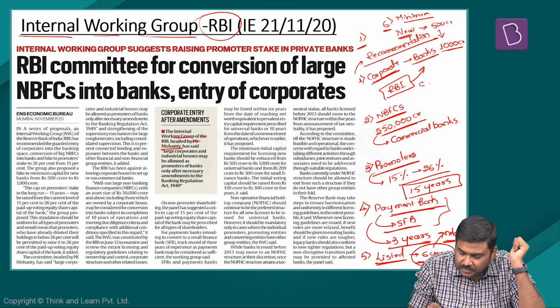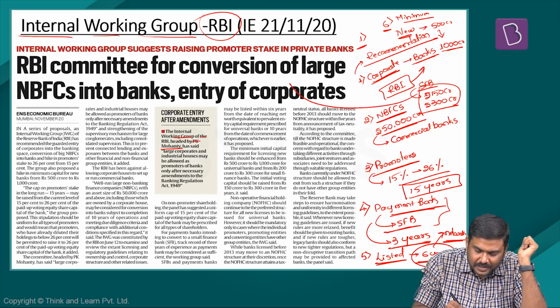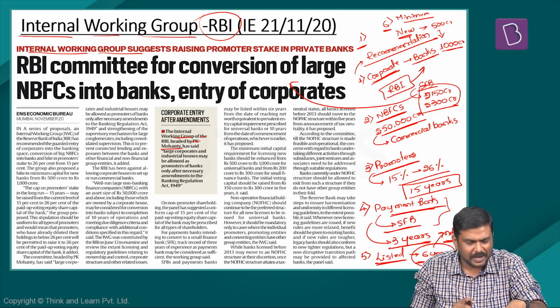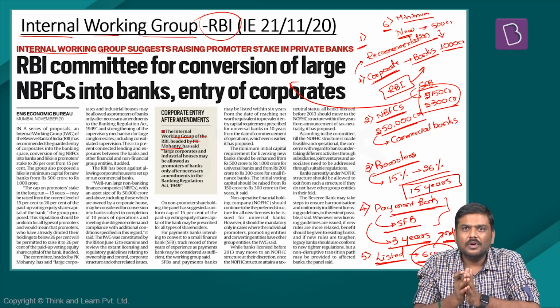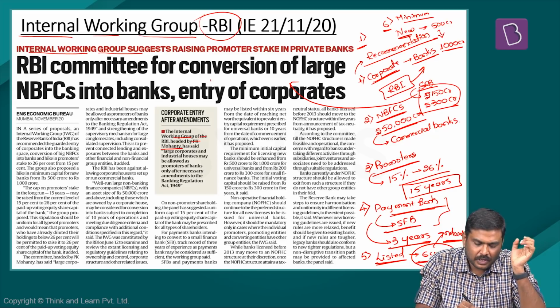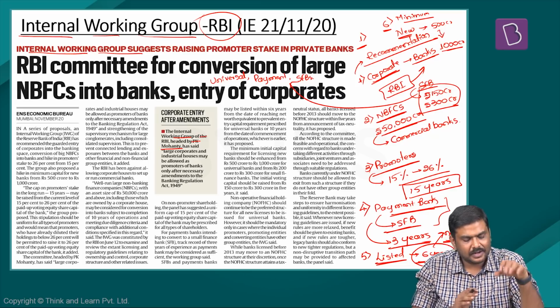And second, in case of small finance banks, this minimum capital requirement should be enhanced from rupees 150 crore to 300 crore. So these are some of the very important recommendations given by the internal working group that was set up by RBI to look into the ownership and enhancement of capital requirements, in case of the universal banks, the payment banks, and the small finance banks. Okay, so this is the gist of the article given here.